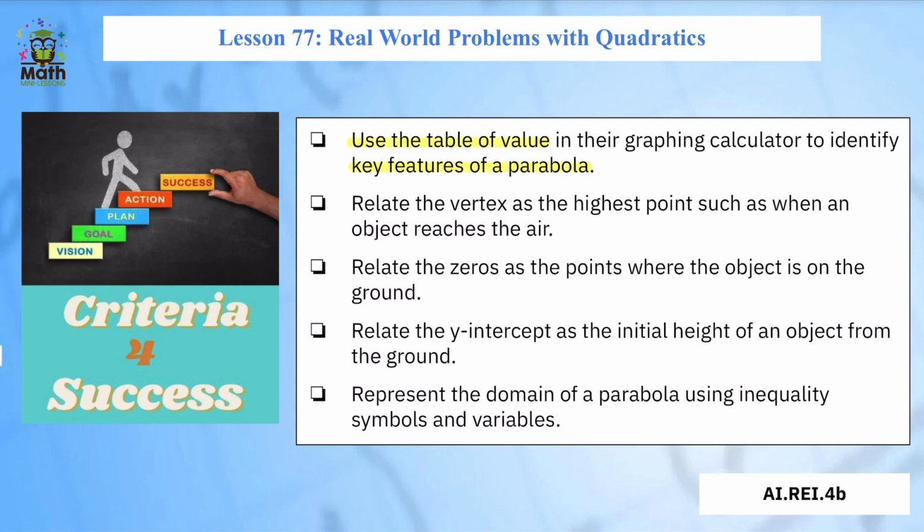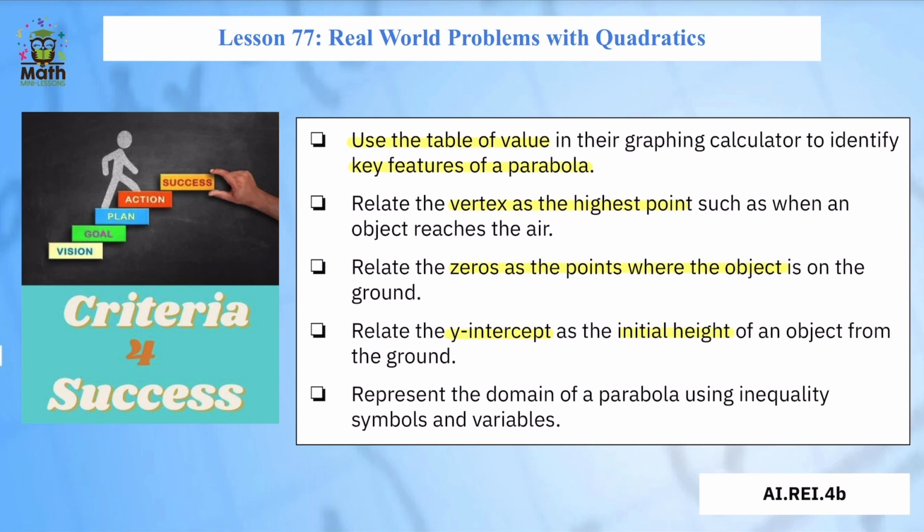That's going to be the big points of our parabola, the key moments in the experiment, so to speak. And we're going to relate the vertex as the highest point, or when the object in our situations reaches the highest point in the air. And then we're going to relate the zeros as the point where it comes back to Earth, where it hits the ground.